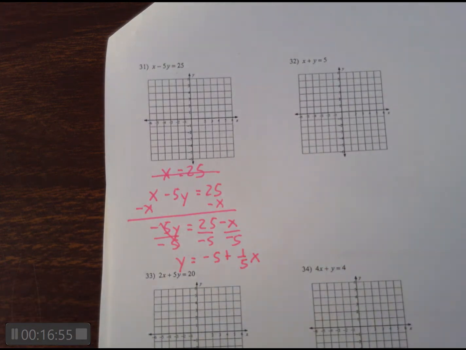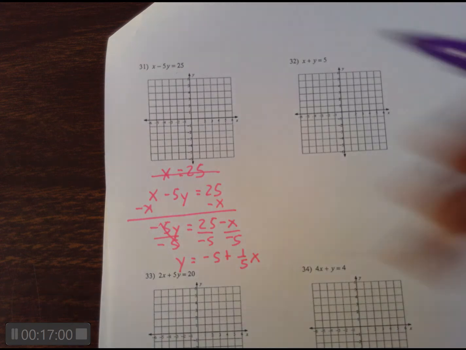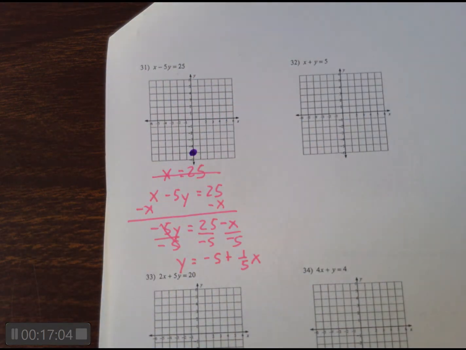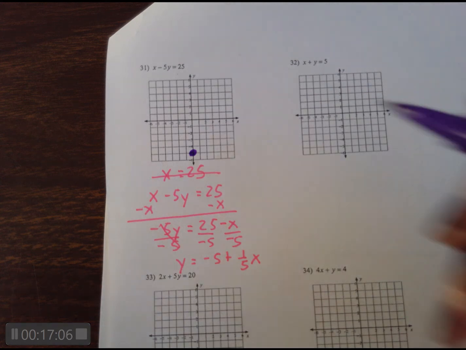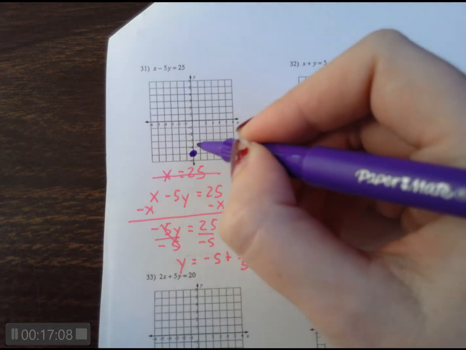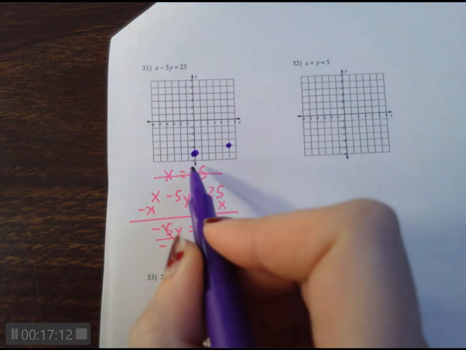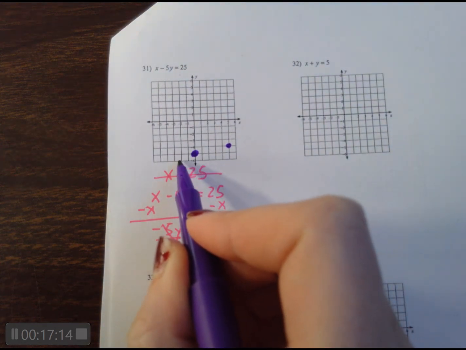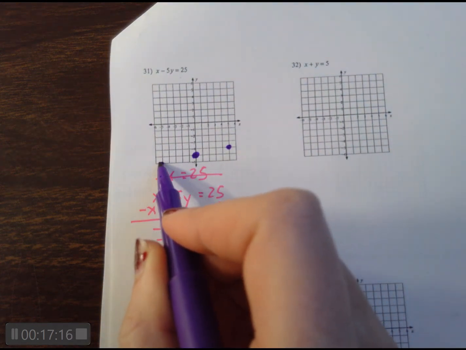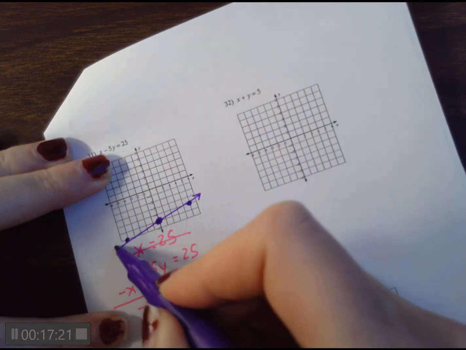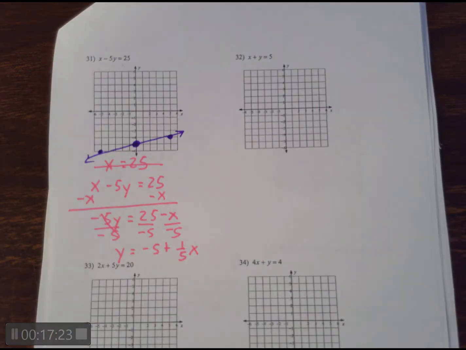Okay, so we can plot -5 because that is our y-intercept, because b equals -5, and then we can go up 1 and to the right 5. Up 1, to the right 5. 1, 2, 3, 4, 5. We can also go down 1 to the left 5. 1, 2, 3, 4, 5. And then we can draw our line.